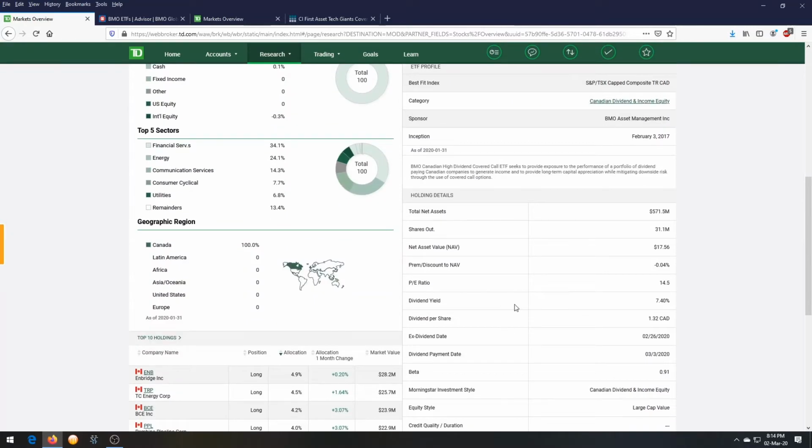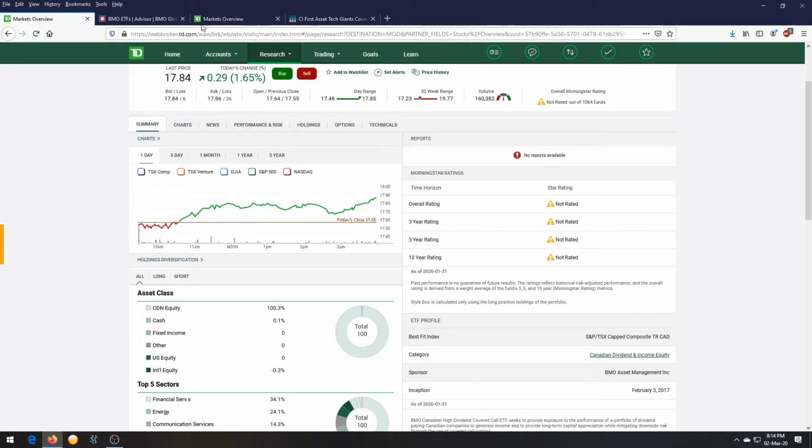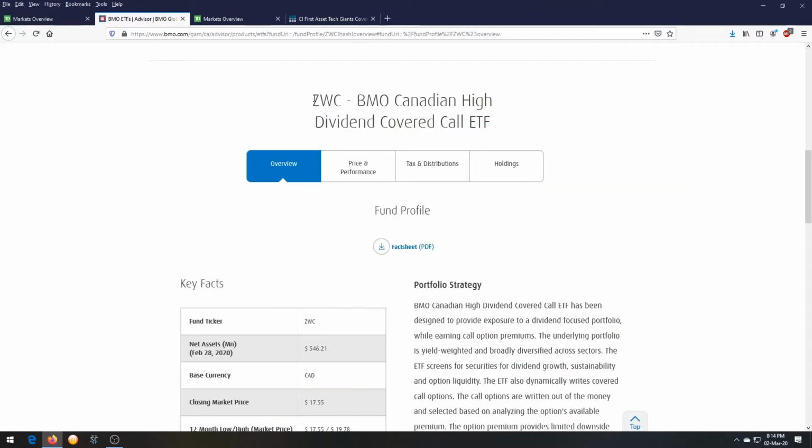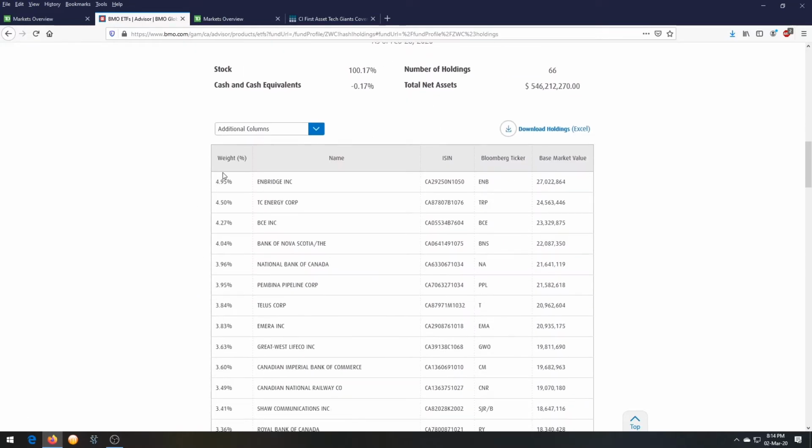So if we continue on, let's check out the dividend information of this ETF. The dividend per share is $1.32 Canadian and the dividend yield is 7.40% a year, which is fantastic. If we go on BMO's website and check out more information about this ETF, we can click on holdings and we'll get all the companies that are part of this fund and the percentage of how much they make up the fund. So Enbridge, for example, which is the biggest energy company in Canada, makes up 4.95% of the fund.